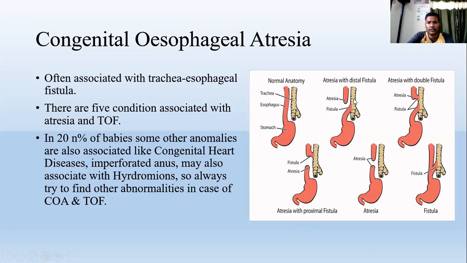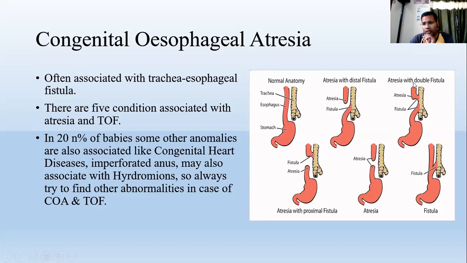But in some congenital conditions, a proper fusion of the lower part of the esophagus to the upper part of the esophagus is not there, and there is the formation of a fistula, that is a tracheoesophageal fistula. So you see, 5 types of conditions may occur. First, where the upper part of the esophagus is there, and the lower part of the esophagus is fused into the trachea.